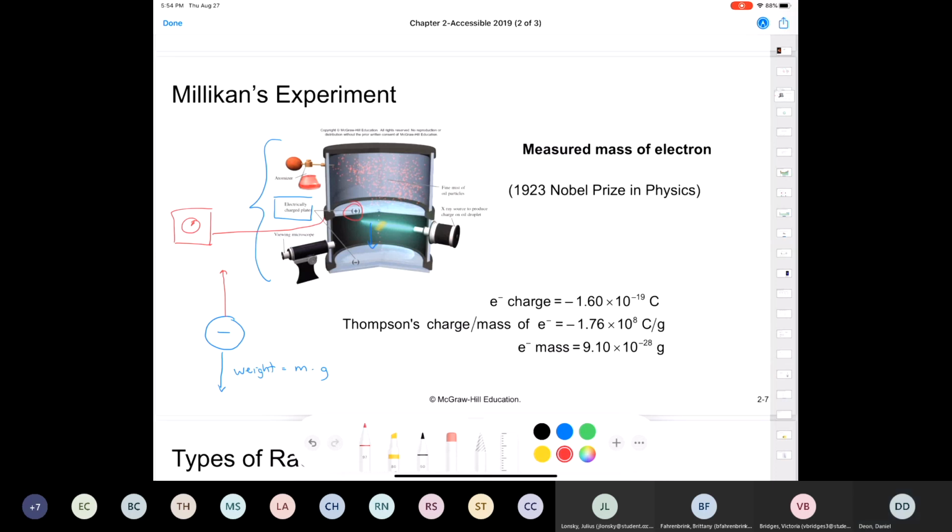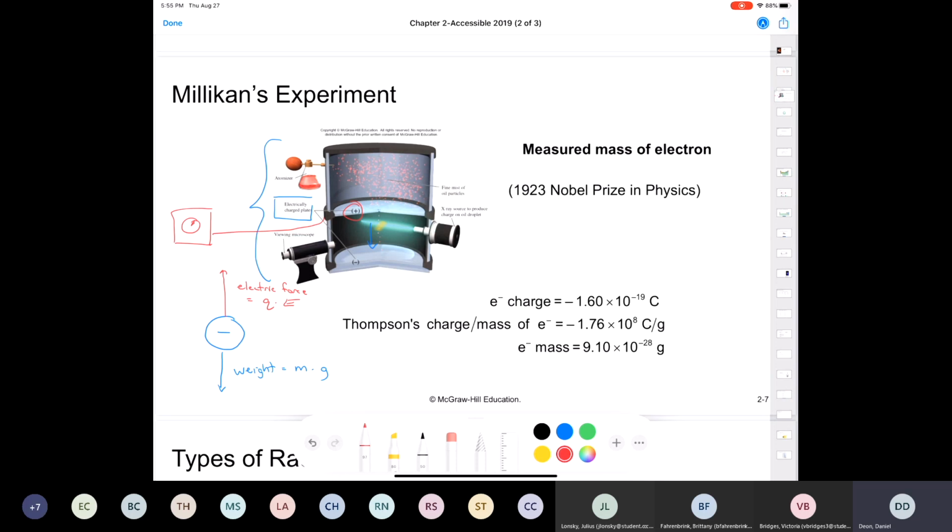And so he was able to use the electric force, okay, which is equal to the charge of the electron times the applied electric field, Q times E. Okay, so he was able to balance that out. And are you ready for this? He was able to make the oil droplet hover in space.